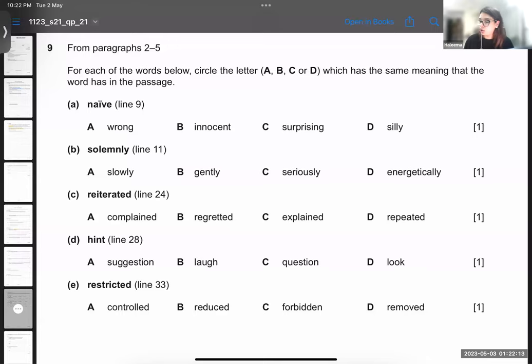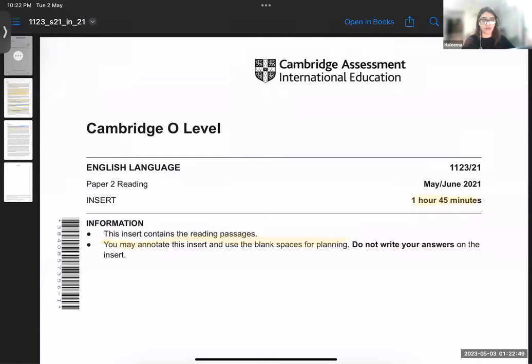So you have to keep the context in mind in order to go over the meaning of the word itself. All right. So you will notice that the words given to you are very similar in meaning. So if you look at the word naive, where it talks about wrong, innocent, surprising, and silly, yes, the word wrong and surprising may not be something that you would use for naive, but innocent and silly are words that you might actually use in place of naive. So this is where you look at the context and see, can I use this word in place of the word already given? So if you think that the word innocent can be used in place of naive, then you use it there. That's your answer. Otherwise, you go with the next option.